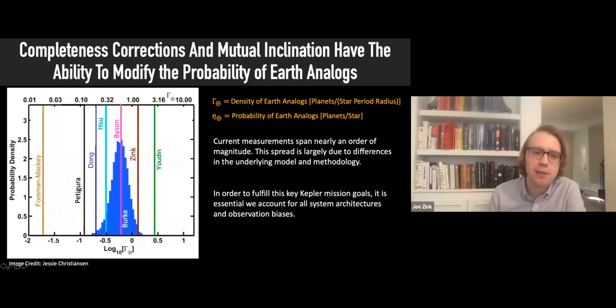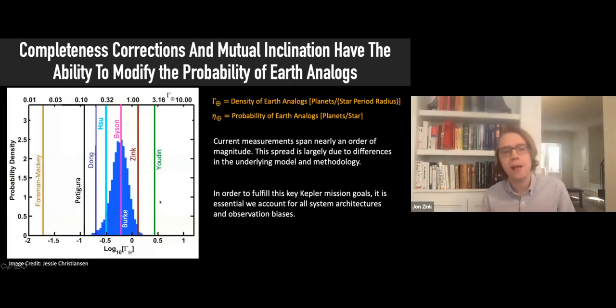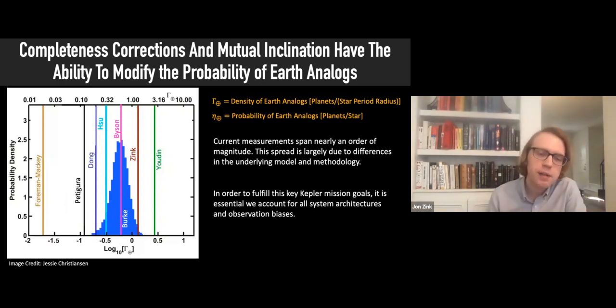You'll notice my value is a little bit larger because I have this whole multiplicity correction. If we're missing more planets, that means our eta Earth value is going to be a little bit larger. But there's still quite a large spread, and a lot of it has to do with methodology, modeling, or assumptions about things like mutual inclination. These are all super important to our understanding of this eta Earth or gamma Earth calculation. But maybe Kepler is not the end-all be-all.